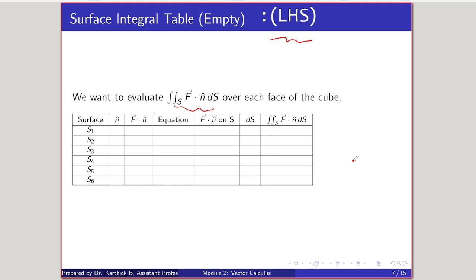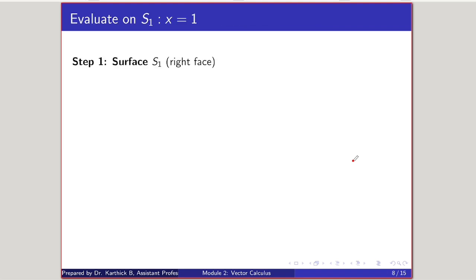So I am listing a table. The table format will be: the first column is the surface, then the normal vector n cap, then F vector dot n cap, which is needed for this evaluation, and we need the equation to substitute in this formula, and at last we have to decide on the dS and the variables with the limits and the final value. With respect to each surface, we are going to evaluate like this. First, I may take the first surface.